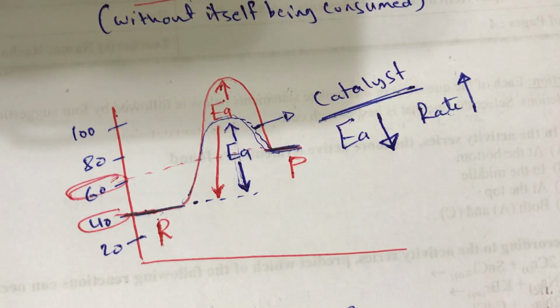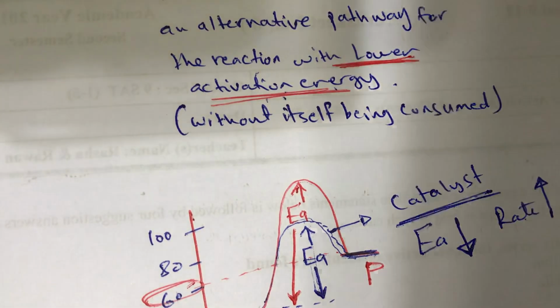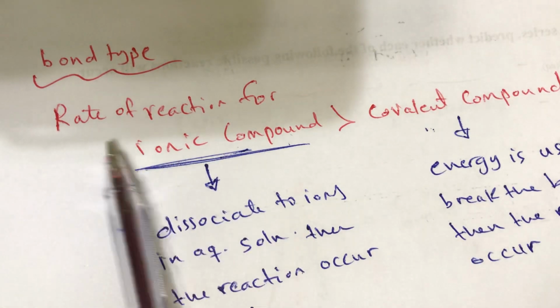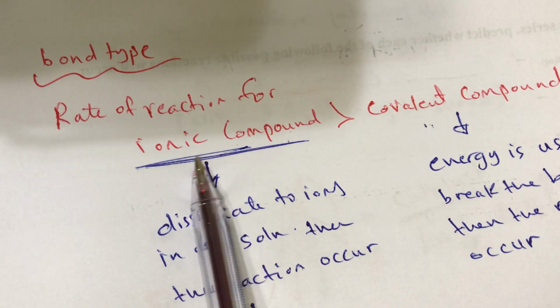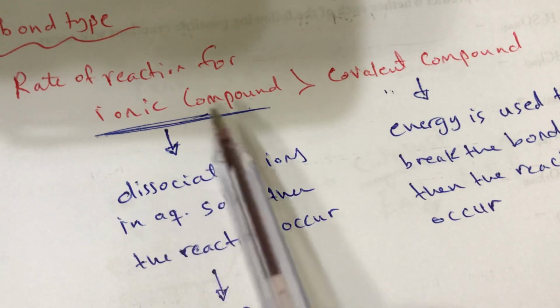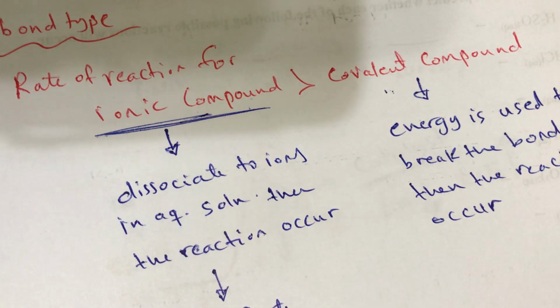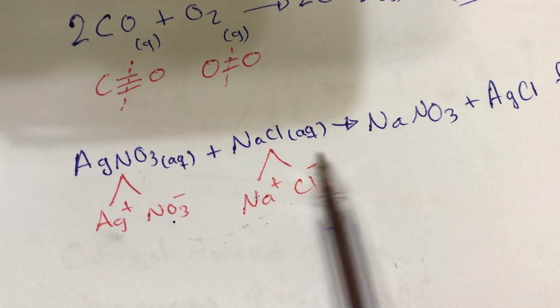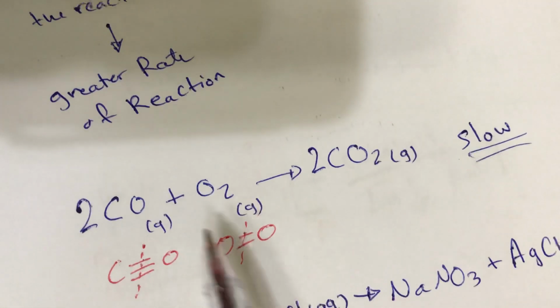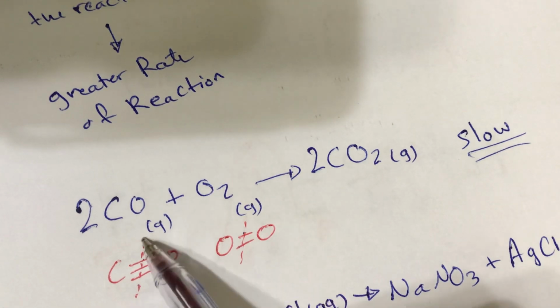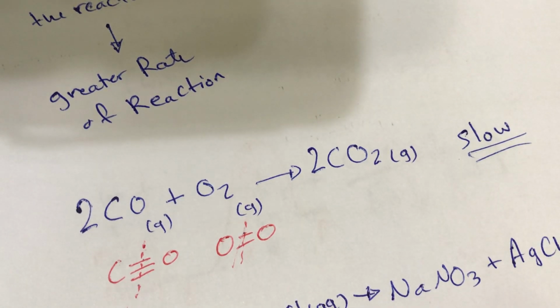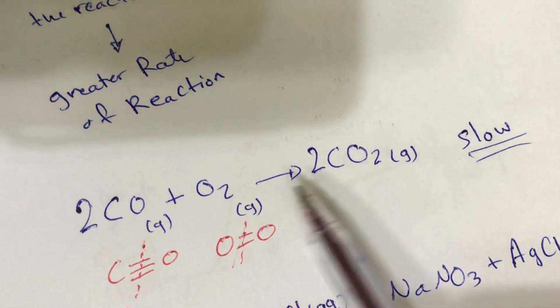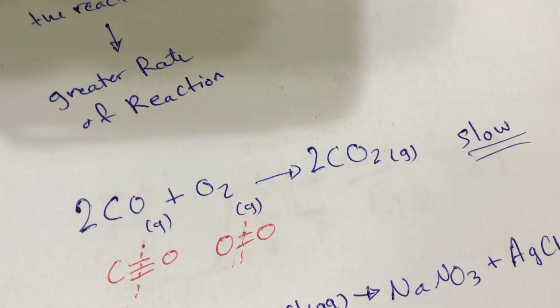And for the second one, bond type, the rate of reaction of ionic compounds is greater than covalent. Why? Because ionic compounds directly dissociate into ions when dissolved in water, and the reaction occurs. But in covalent compounds, energy is used to break the bonds between reactants, then the reaction occurs, so it has a slower rate.